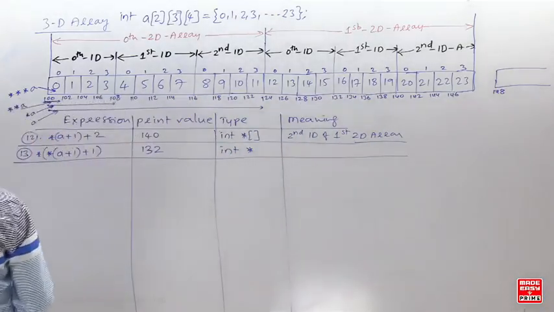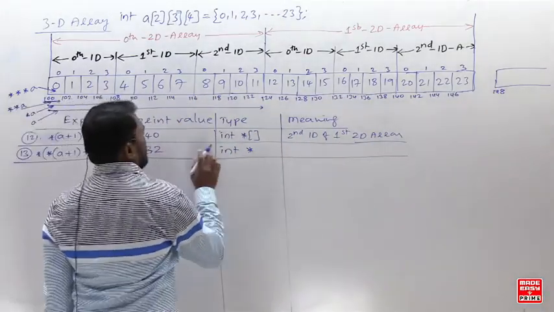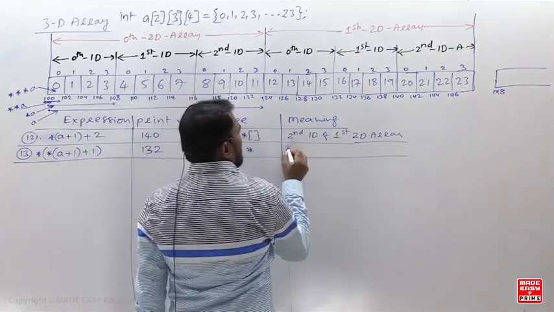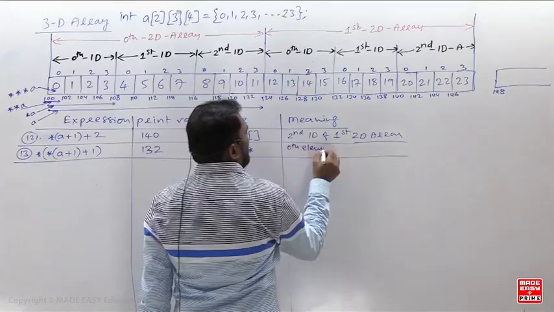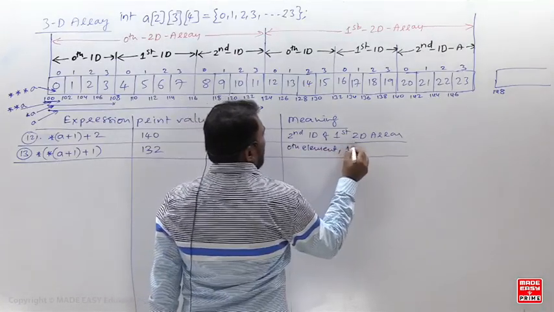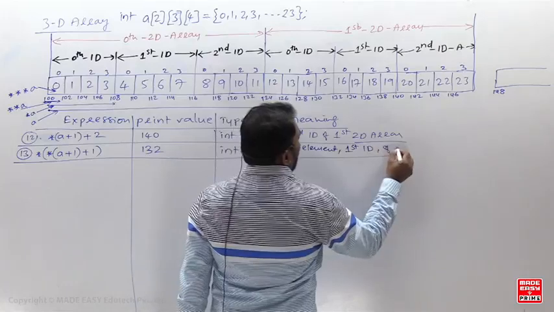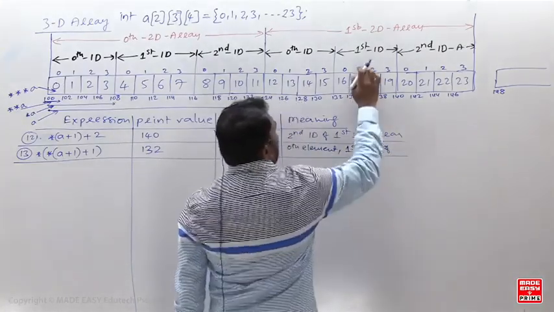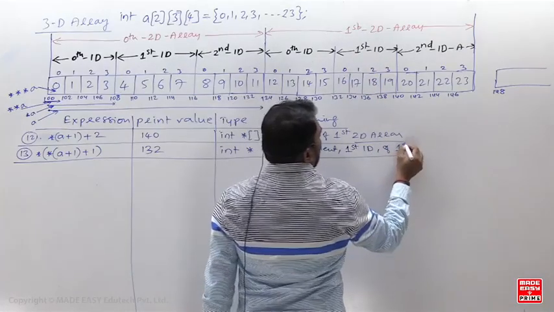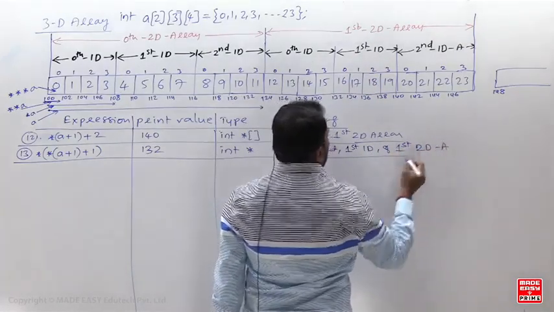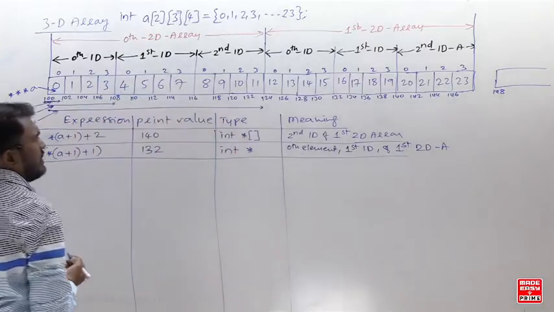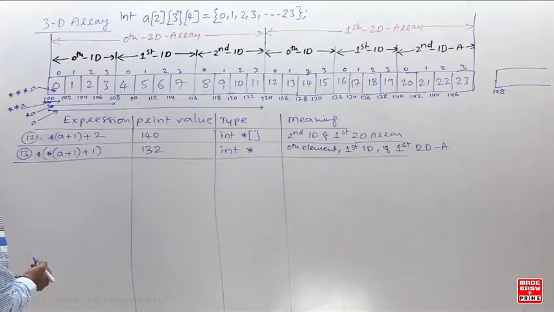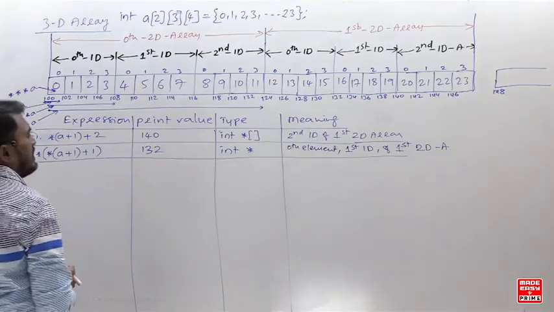Don't confuse. That's 132, type is int star. The meaning is the base address of the 0th element of the first 1D array of the first 2D array.